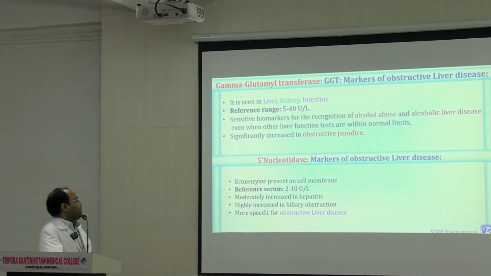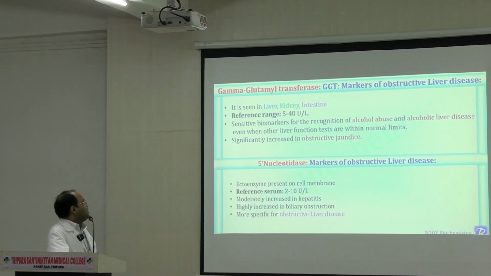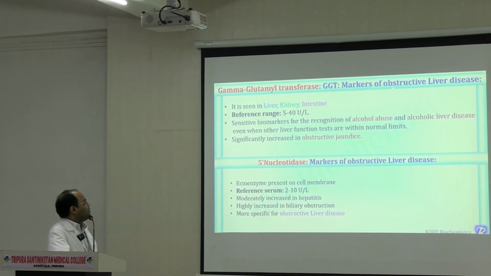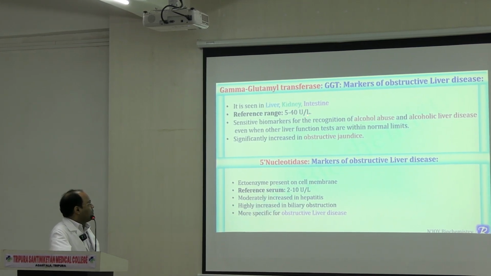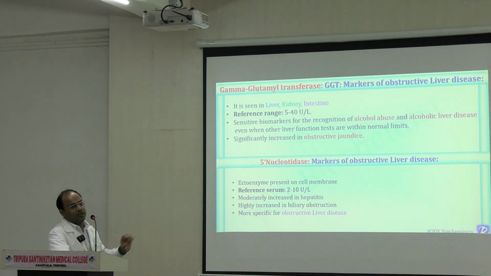Gamma glutamyl transferase (GGT). It is seen in liver, kidney, and intestinal disease, and is a marker of obstructive liver disease. The reference range is 5 to 40 units per liter. It is a sensitive biomarker for recognition of alcohol abuse. Sometimes you can see one report where everything is normal, bilirubin normal, SGPT and SGOT a little bit raised, say 50 or 60, or you can see the GGT level suddenly very high. Then you can ask them, are you doing a lot of parties?